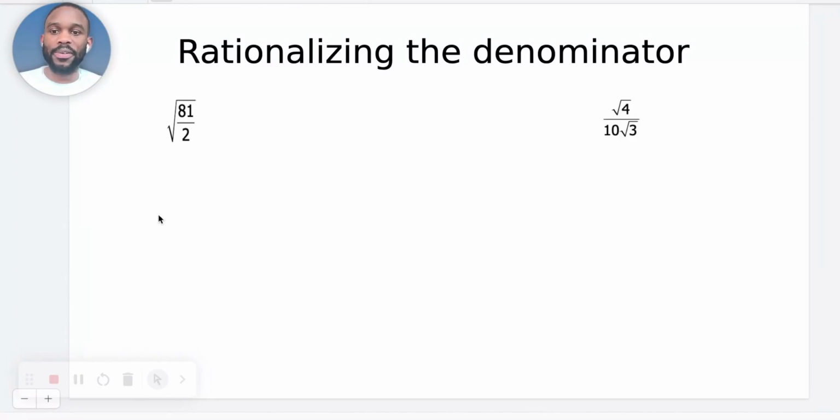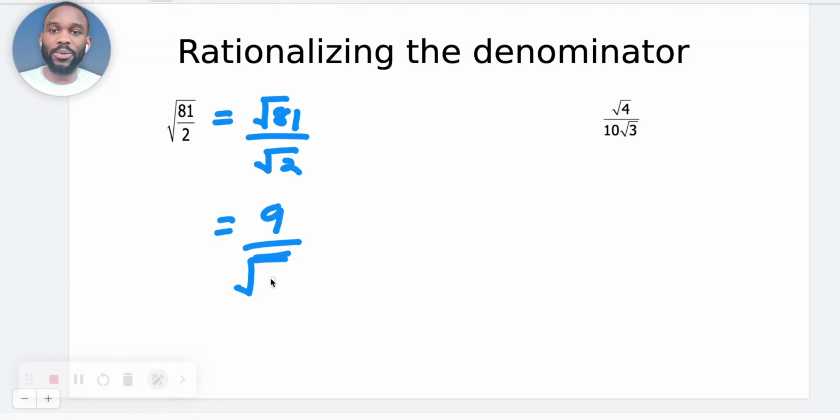So remember from our previous video, if they give you something like this, it is the same as separating this as root 81 divided by the root of 2. But then guys, always look at what is under the root. Is it a perfect square? If it's a perfect square, you can go ahead and get the square root. So the root of 81 is 9. So this is the same as writing it as 9 divided by the root of 2.